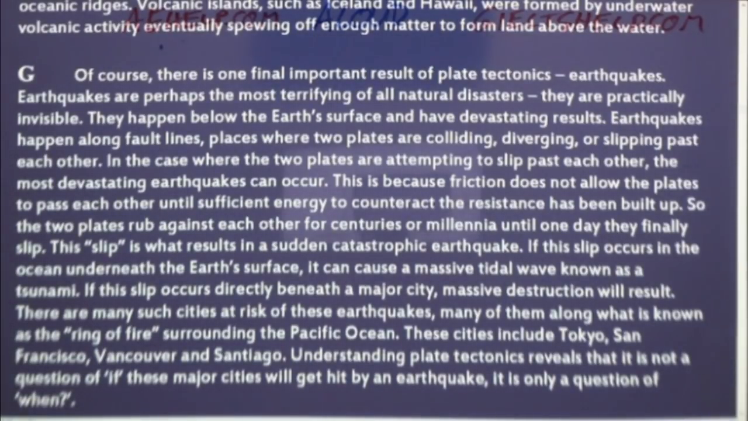Earthquakes are perhaps the most terrifying of all natural disasters. They are practically invisible. They happen below the Earth's surface and have devastating results. Earthquakes happen along fault lines, places where 2 plates are colliding, diverging, or slipping past each other. In the case where 2 plates are attempting to slip past each other, the most devastating earthquakes can occur.